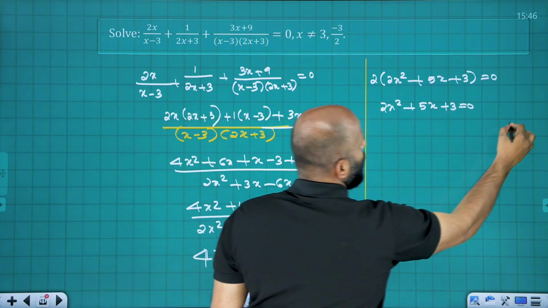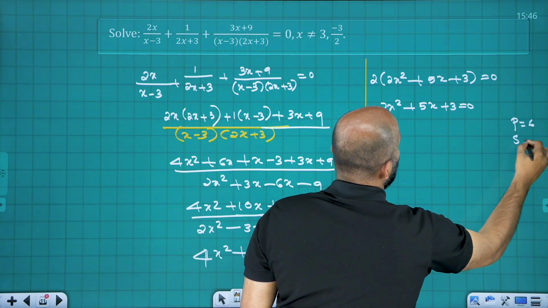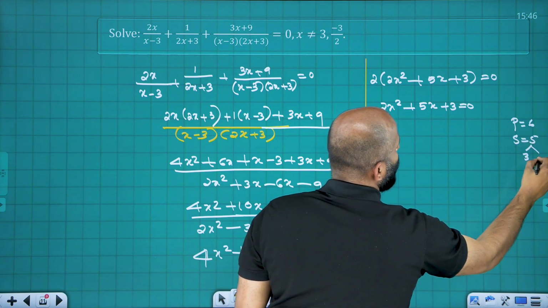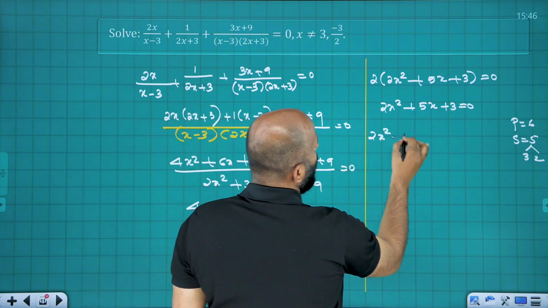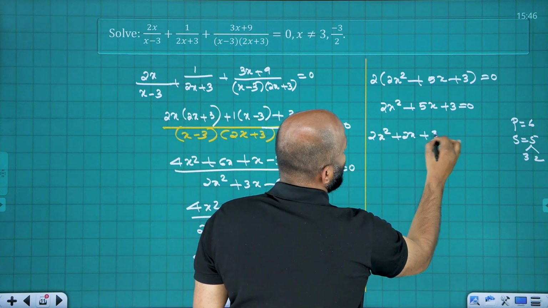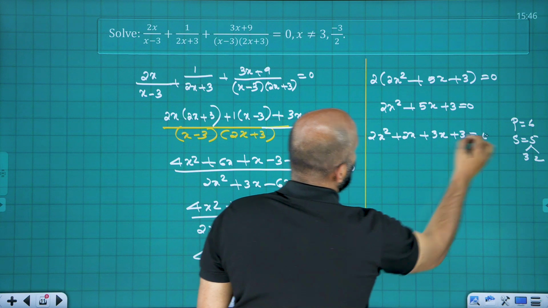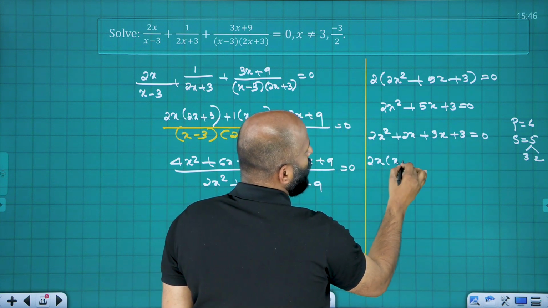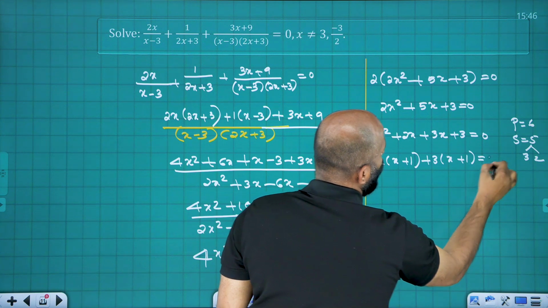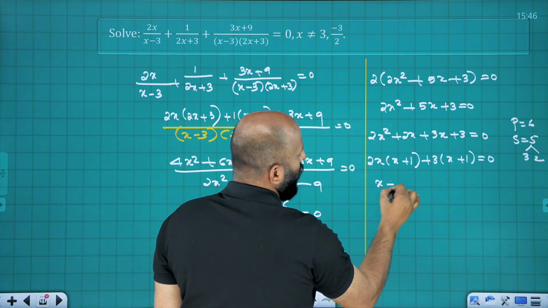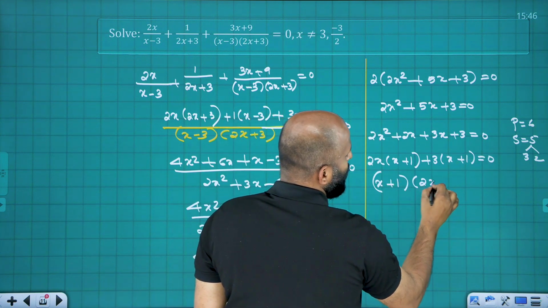Now here product is 6. Sum is equal to positive 5. Numbers 3 and 2. Very easy numbers, right? So that is equal to 2x square plus 2x plus 3x plus 3 is equal to 0. Then 2x into x plus 1, then plus 3 into x plus 1 is equal to 0. From here, we'll get x plus 1 into 2x plus 3 is equal to 0.